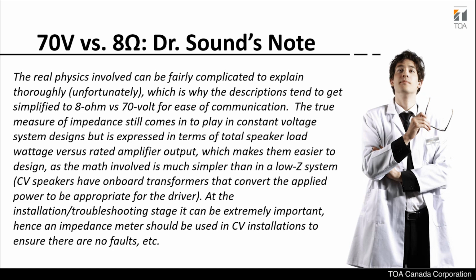In the installation and troubleshooting stage it can be extremely important. Hence, an impedance meter should be used in constant voltage installations to ensure there are no faults. One example of an impedance meter you can use is the TOA ZM-104. It's a great tool for troubleshooting and measuring actual constant voltage impedance, which of course is measured in ohms. So it should not be lower than the nominal impedance of the amplifier.